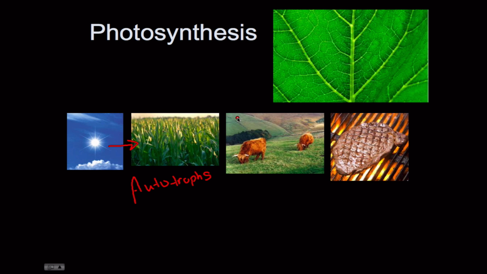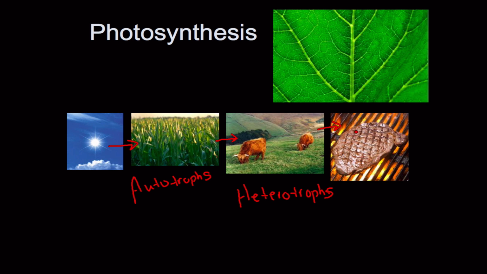And then there are other organisms that have to get their energy by eating other organisms, and they're called heterotrophs. So these are heterotrophs. And you can see that these are herbivores. So they're eating the grass. They don't eat meat, they just eat the grass, so they're herbivores. But there are carnivores that eat other animals. So here we show this steak, kind of indicating that we would be eating it.